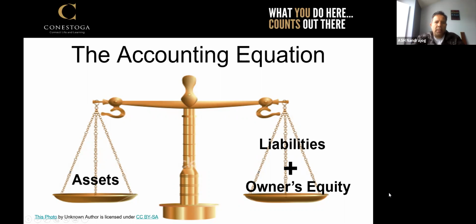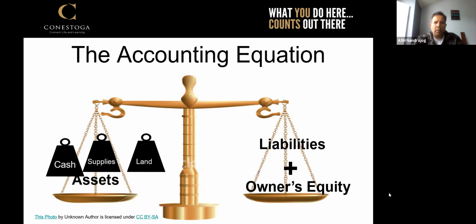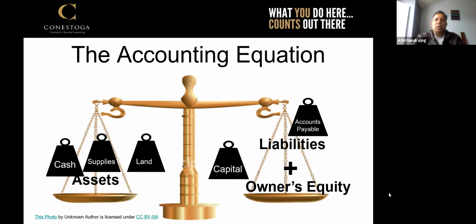In assets, we could have cash, we could have supplies, we could have the land, stuff like that, which is a part of the assets. And in the liabilities, we could have accounts payable, and then the capital is part of the owner's equity. So what we need to remember is whenever we do a transaction in accounting, the left side has to balance the right side. Okay, so that's important to know.